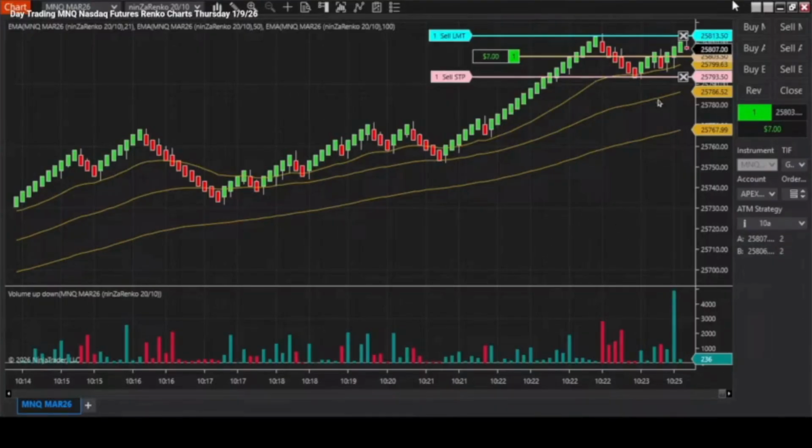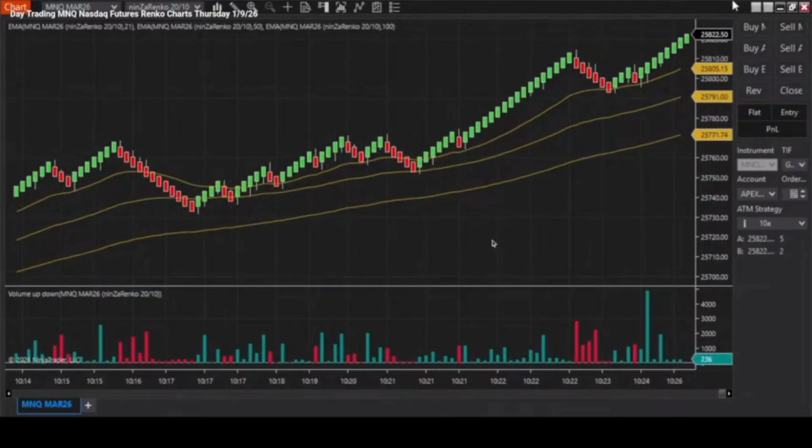I love these continuation setups like this one, where you have over 3 candles down and then a break up. Usually take it after 1 or 2 up candles, similar to this one. Order canceled. All right.